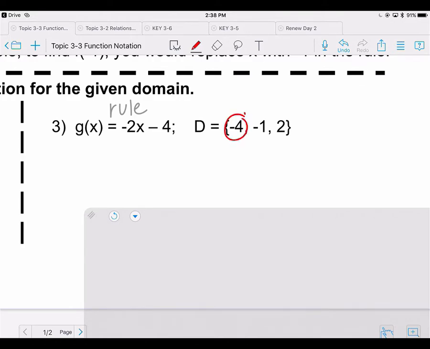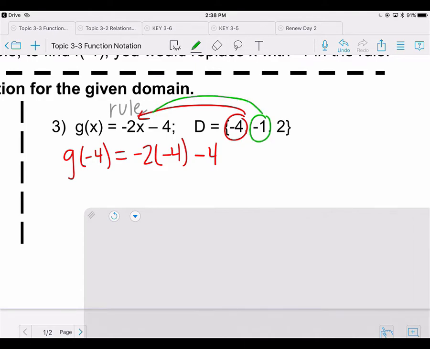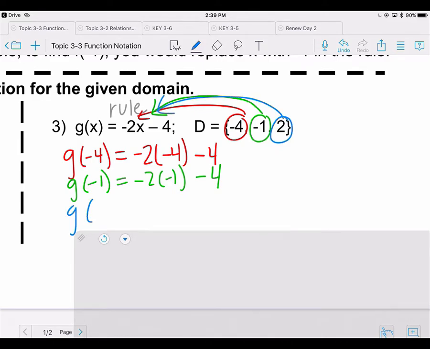So first I'm going to plug in negative 4. So g of negative 4 would be negative 2 times negative 4. Everything else stays the same. To find g of negative 1, I'm plugging in negative 1. And then to find g of 2, I'm plugging in 2. So I write it all out first, and then I go solve.